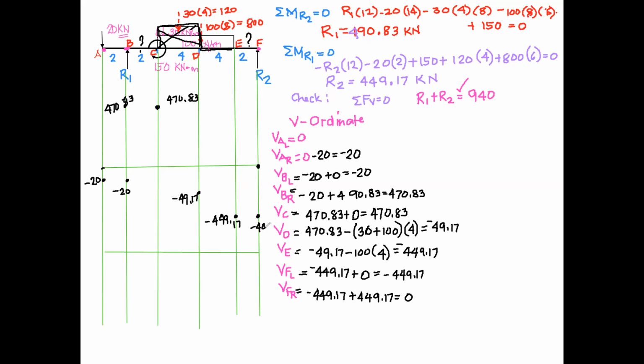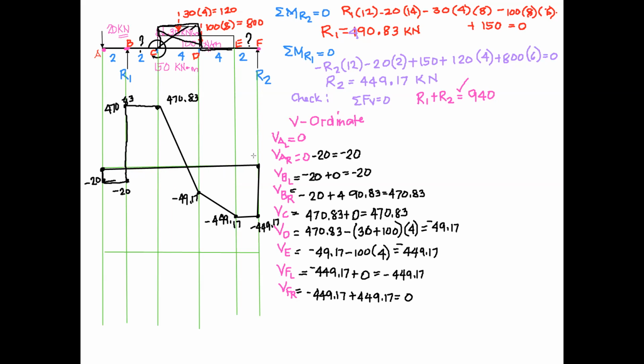It should always close, no? If it did not close, there must be something wrong with your calculation. You started with 0, then go vertically, go horizontally, 20, tapos vertically, 490, tapos horizontally rin, and this time we have a straight line. And another straight line. And another horizontal line. And close. So this is our shear diagram.